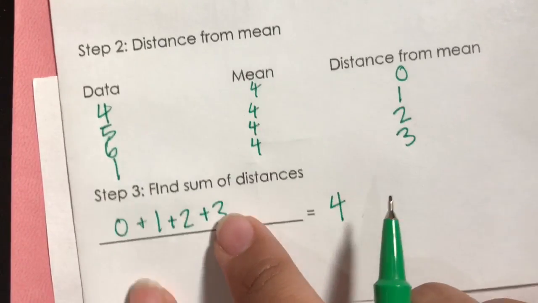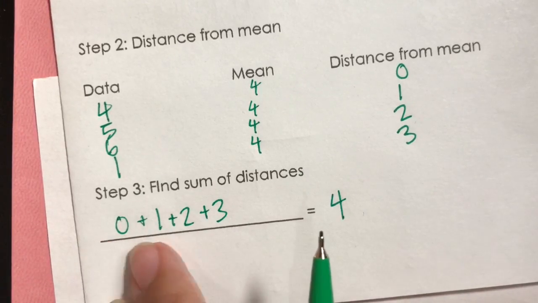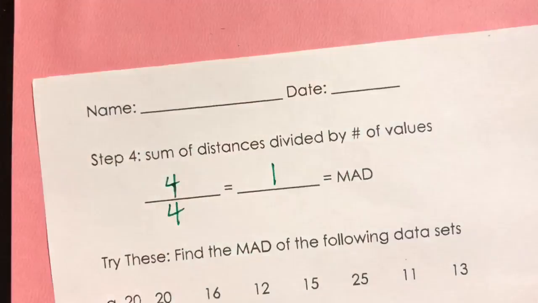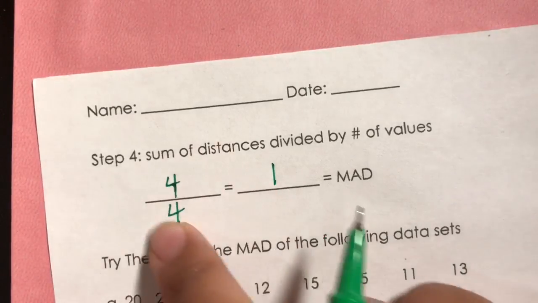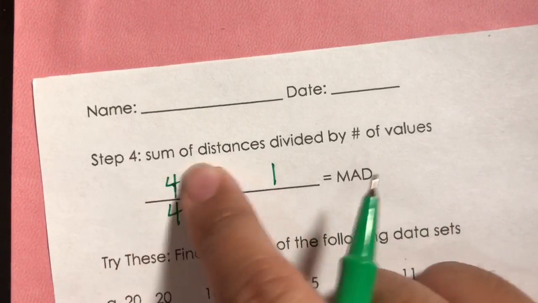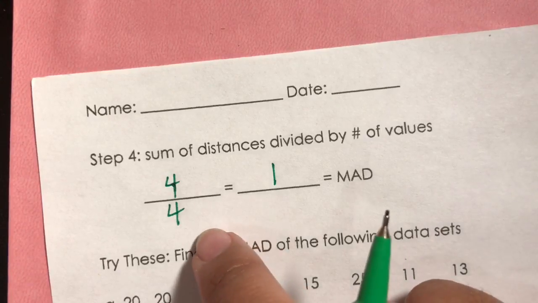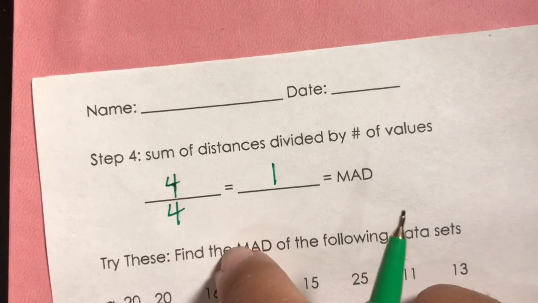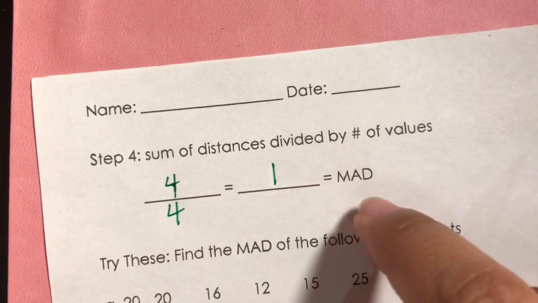Okay, so remember, even if you have a number that is part of the data set and it is 0, it is still considered part of the data set. So it's still one of the numbers and it needs to be counted in the number of values when you're trying to find the mean, because really all you're doing when you're doing MAD is you're trying to find the mean of the distances. So we found the sum of the distances, and even though one of the distances was 0, we still have to count it. So it's going to be divided by 4, not by 3. So 4 divided by 4 equals 1, and that's our MAD.